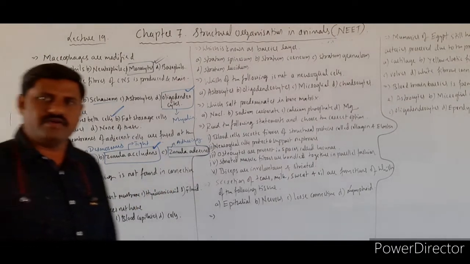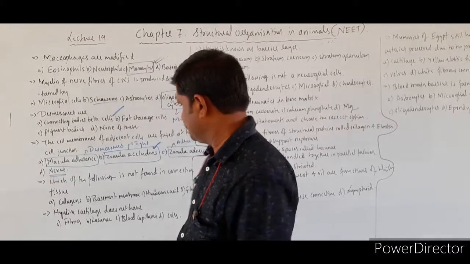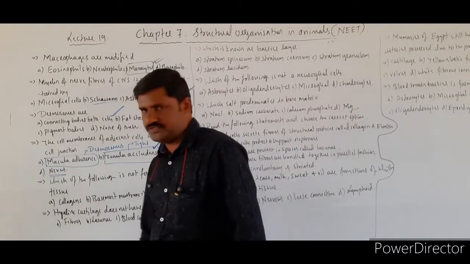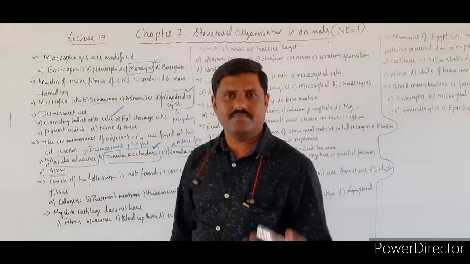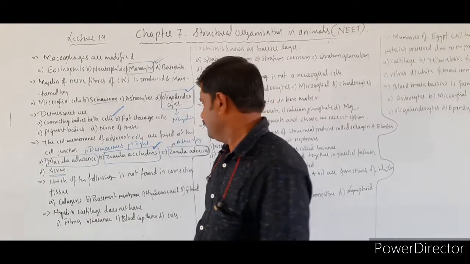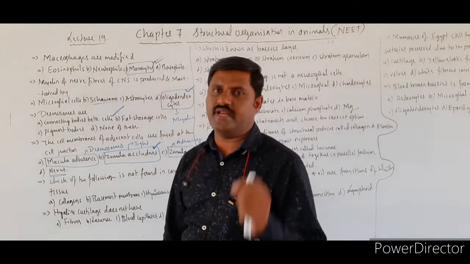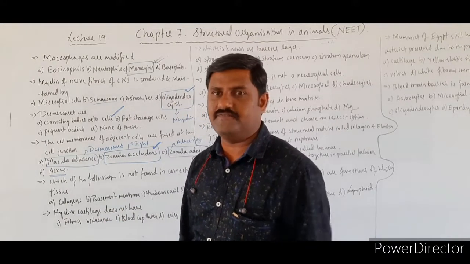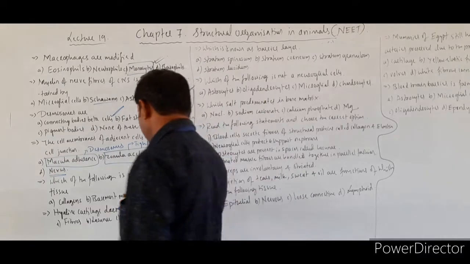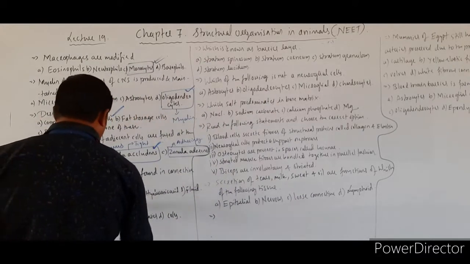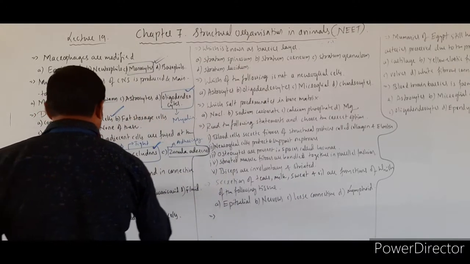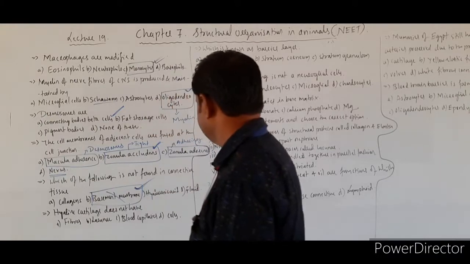What is not found in connective tissue? See the options. Collagen fibers are mainly present in connective tissue, right? And basement membrane. Basement membrane is always seen in case of epithelial tissue, so this is not available in connective tissue. Then this is the correct answer for this one.